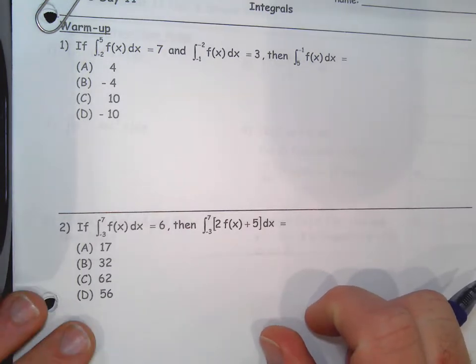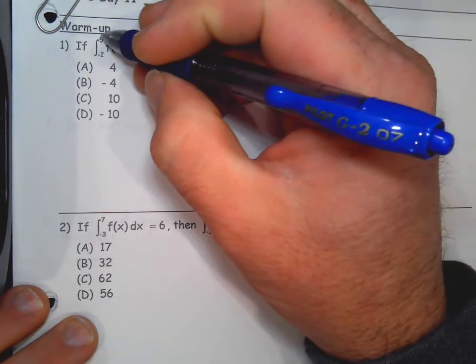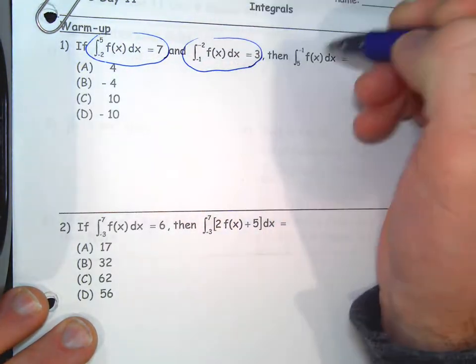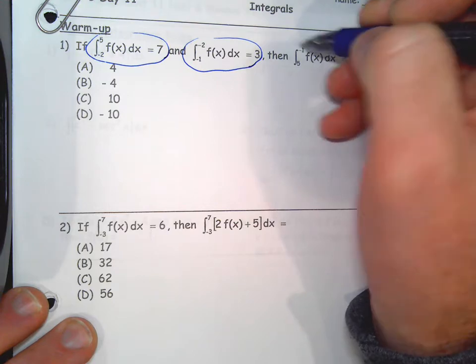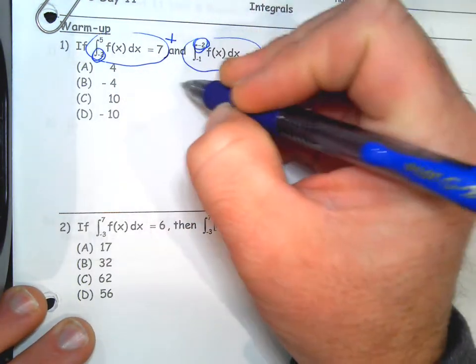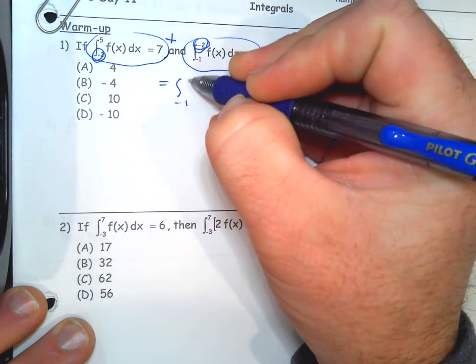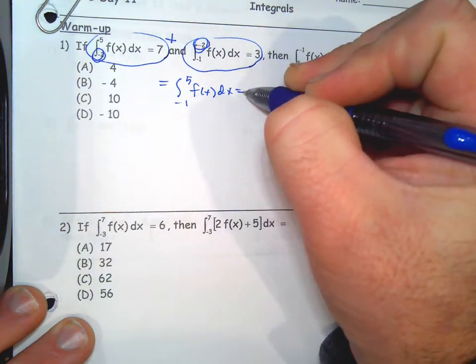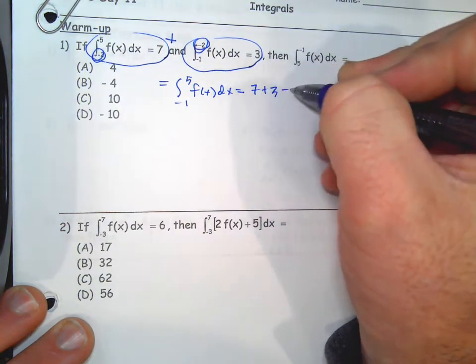Okay, assuming you tried these, we're trying to find the integral from 5 to -1. We know -2 to 5 and we know -1 to -2. Now, if you notice, the bottom of this matches the top of that, so if we add these together, we're going to get -1 to 5, and that'll come from adding their values.